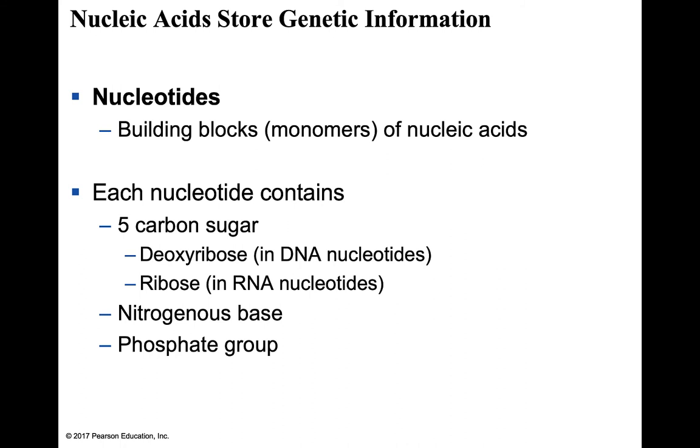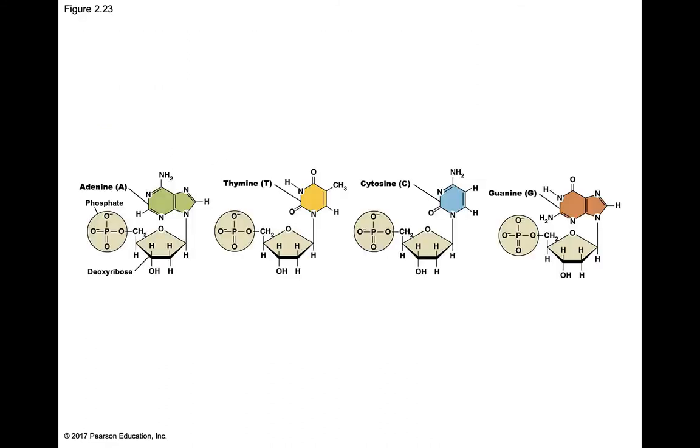They also, in addition to that 5-carbon sugar, will have a nitrogenous base and a phosphate group. So these are the things that are required to make up a nucleotide. So that's something I want you to be comfortable with. Now, the nitrogenous bases, I want to kind of point them out here. So I have adenine, thymine, cytosine, and guanine.